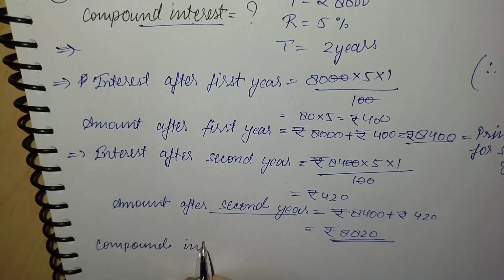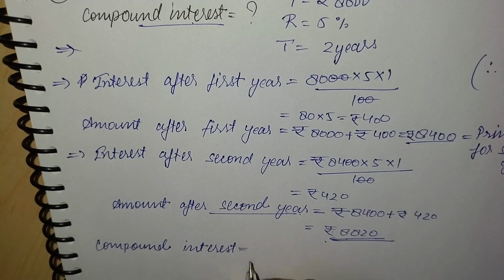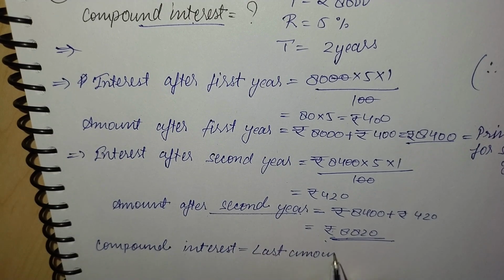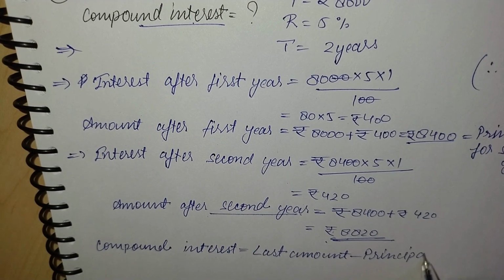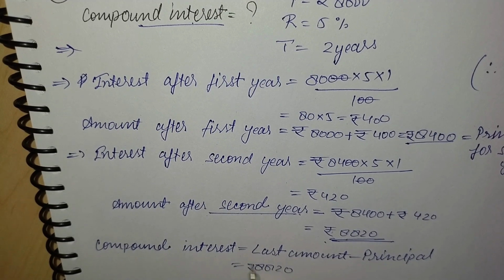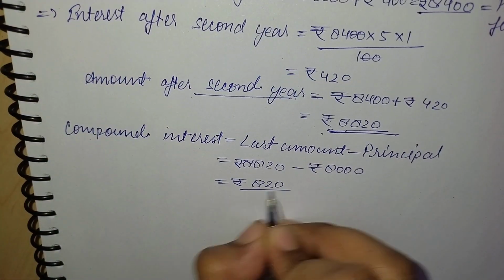Now the compound interest we have to find. So compound interest we will find by subtracting the amount by the principal value. So we will get 8,820 minus 8,000 equal to rupees 820 as the compound interest.